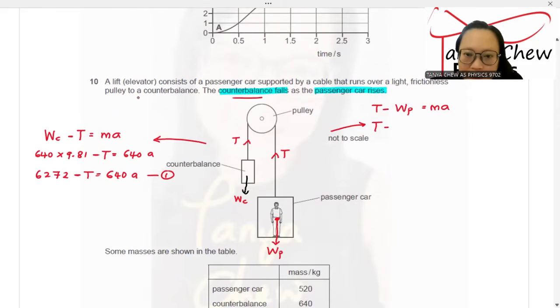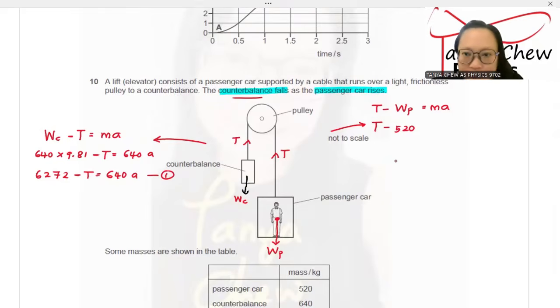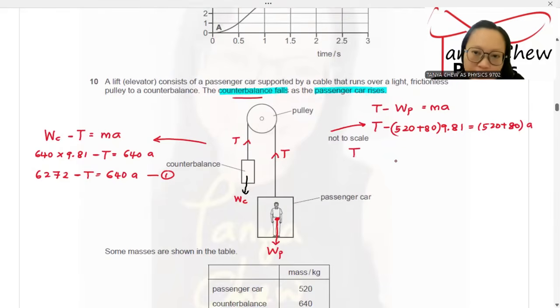So T minus the weight of the passenger car, 520, plus the passenger. You have to add the passenger, which is 80 kilogram multiplied by 9.81, is equal to 520 plus 80 times acceleration. So tension minus 5,880 is equal to 600A. This is the second equation.